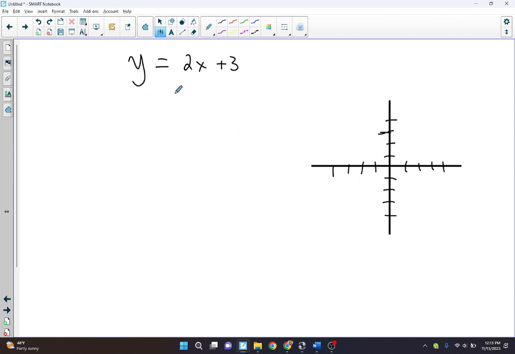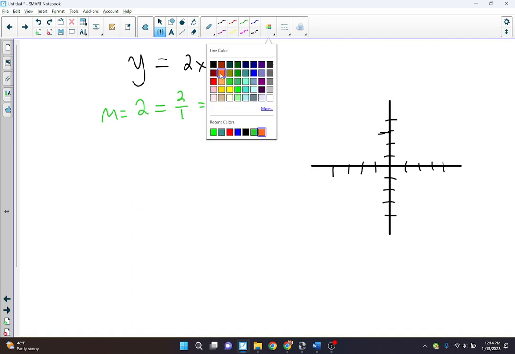So, to do this one, we identify what y is, our slope is, and our b. My slope in this case is the number 2, but I need my slope to be a fraction, which is 2 over 1. That tells me rise over run, which tells me I go up 2 and right 1, which is the same thing as going down and left.